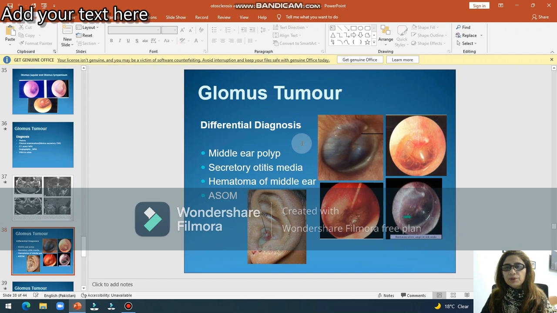There will be no history of traveling and pain will be less, but in cases of barotrauma there is severe pain and a history of traveling. Then hematoma of the middle ear, and acute suppurative otitis media. In acute suppurative otitis media there will be fever, and the patient will usually be a child. So you can differentiate it from other diseases. In cases of OME, there will be retraction or an air bubble can be seen.